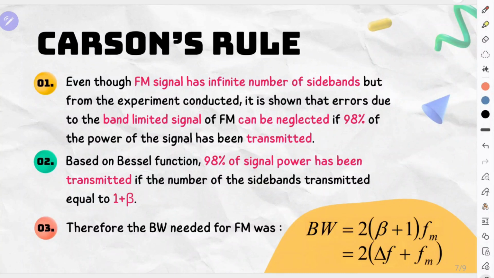Now, to estimate the practical bandwidth of FM, we use Carson's rule. Even though FM has infinite sidebands, experiments show that transmitting the sidebands up to 1 plus beta is sufficient to cover 98% of the total power. Therefore, the required bandwidth is approximately 2 times delta f plus fm.